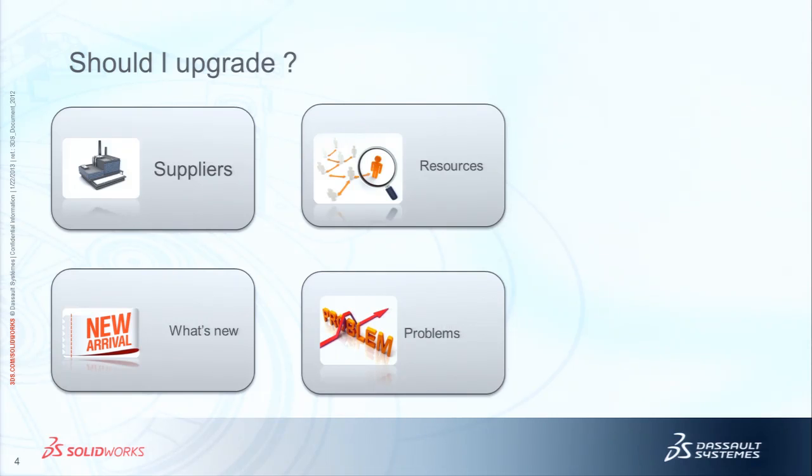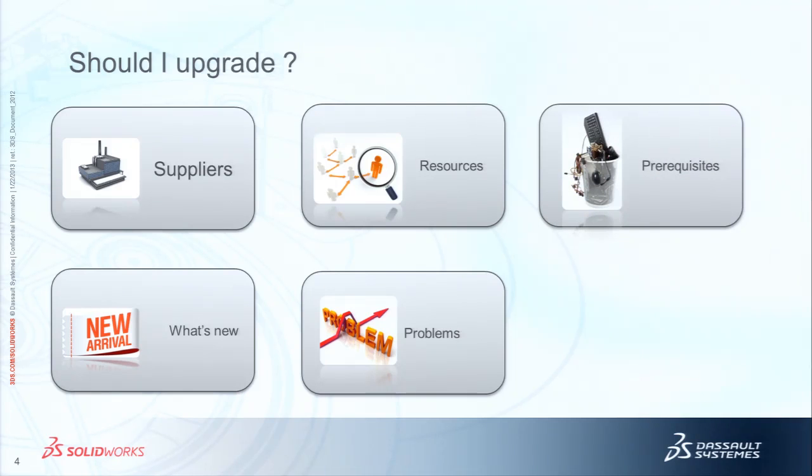And then problems. You may have problems in your current version of SolidWorks or EPDM that may be fixed in the following version, or maybe not. So that may influence your choice to move to a new version. So what you should be doing is maybe going through the list of problems you've got today and asking your VAR whether or not they are fixed in the new version. Okay?